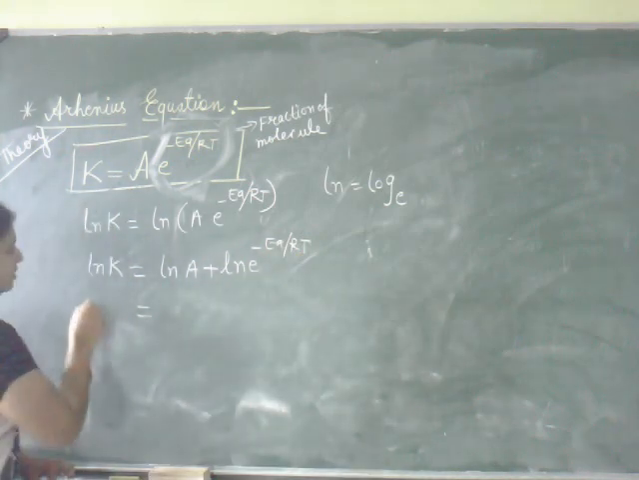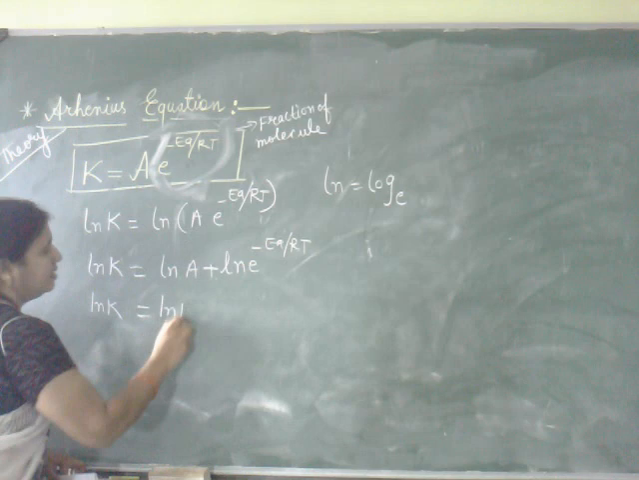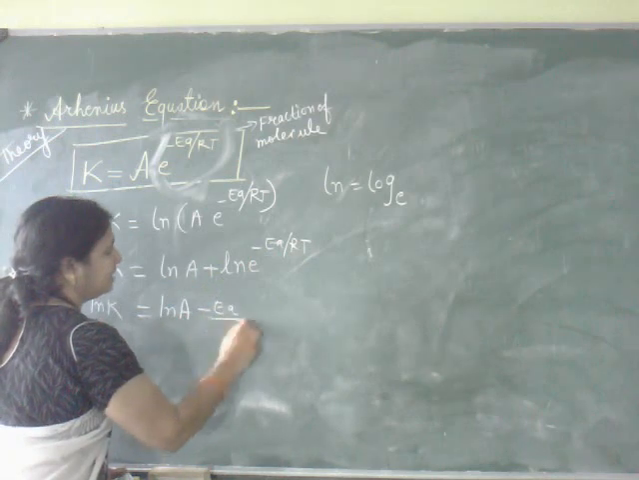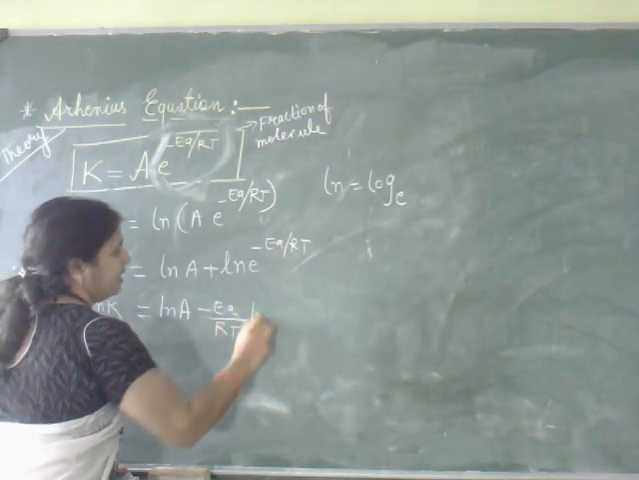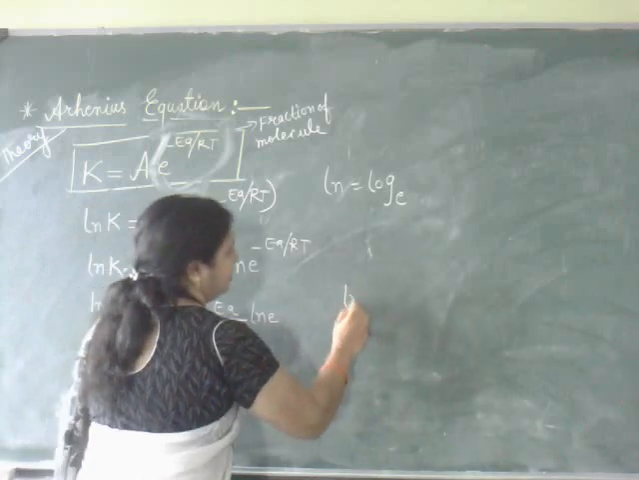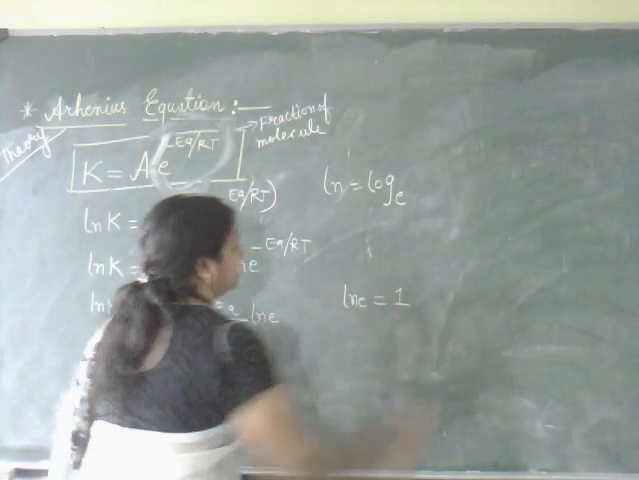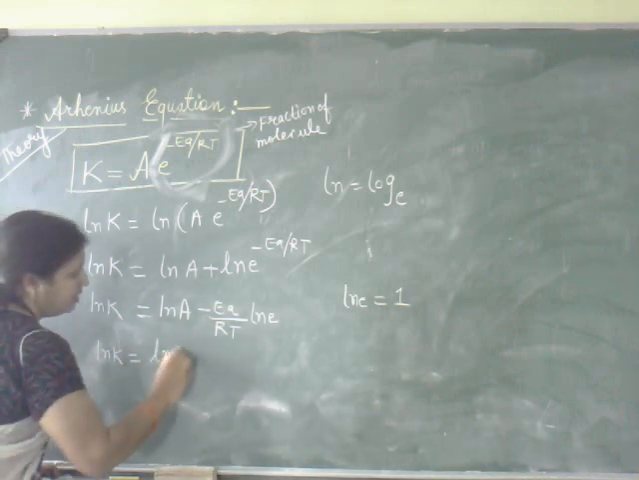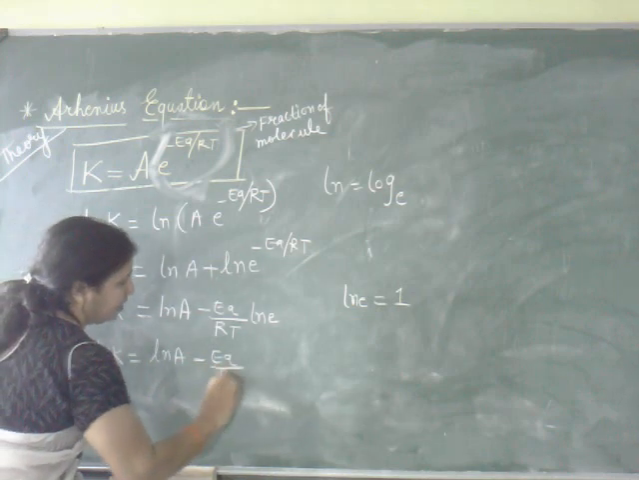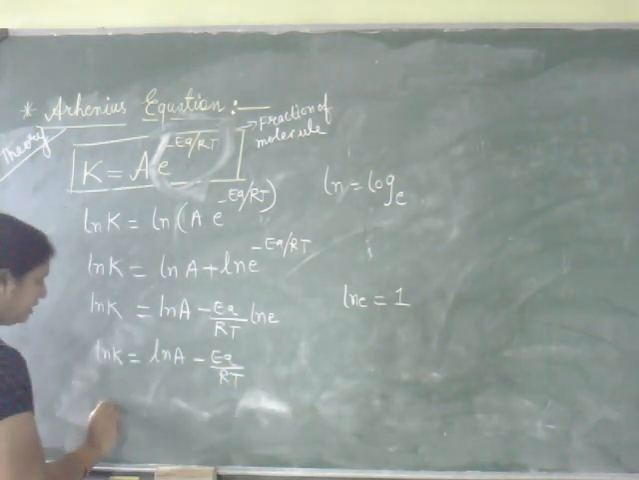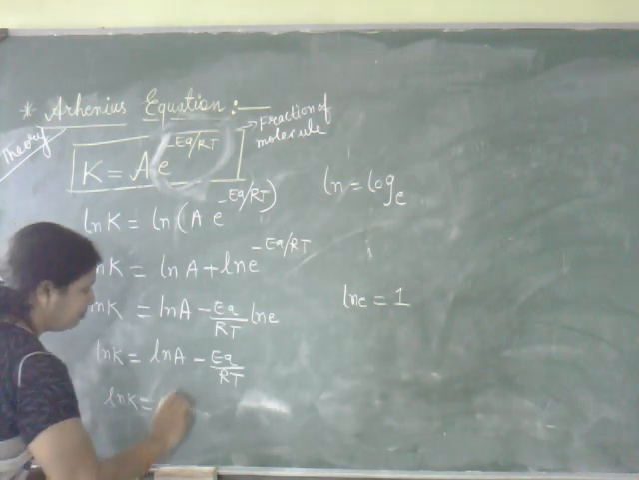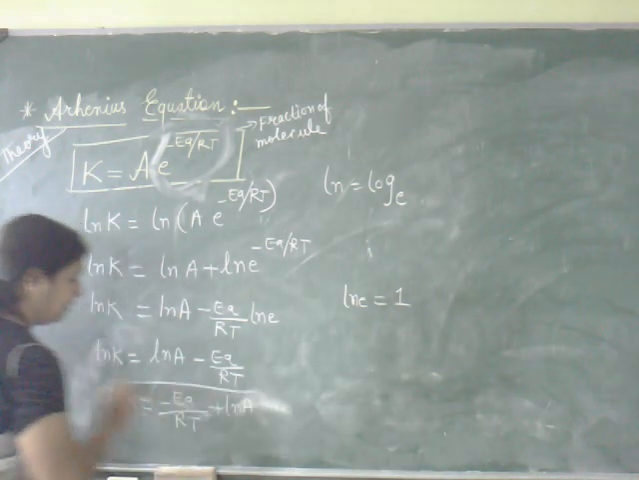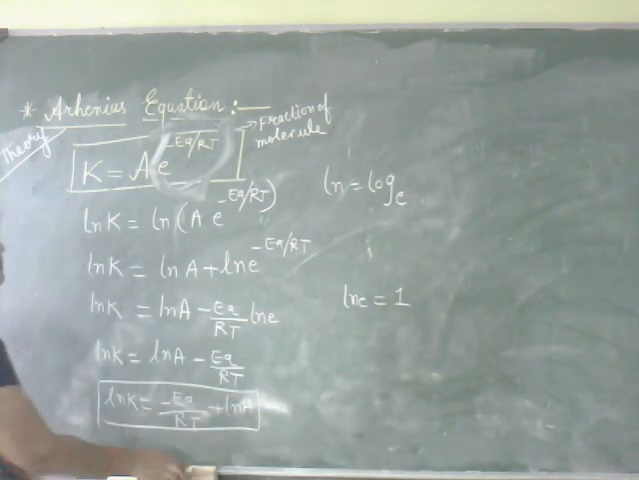Now we solve again. This is ln k, ln A, and the power minus Ea by RT will come down. So it becomes minus Ea by RT times ln e. Now we know ln e is equal to 1, so this will get cancelled and we get ln k is equal to ln A minus Ea by RT. If I write this equation like this, ln k is equal to minus Ea by RT plus ln A.